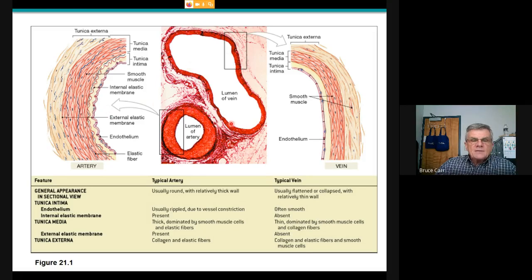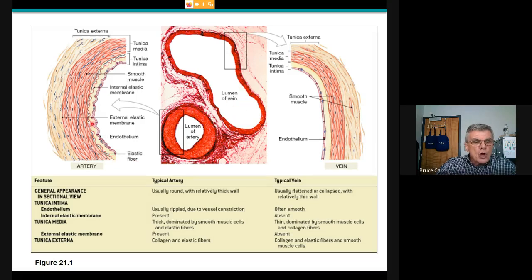Notice that the vein is an irregular shape. This always reminds me of a right foot. Sometimes it's oblong, sometimes it's flattened. It's dealing with blood at much lower pressure, but its bigger diameter, its bigger area is reflective of a strategy: make the vein bigger, and so the resistance of the flow of this low pressure blood is reduced. What we see as typical differences are round with a thick wall to flattened or collapsed, or I would just say irregular, with a relatively thin wall.